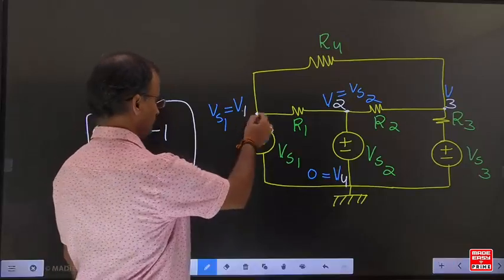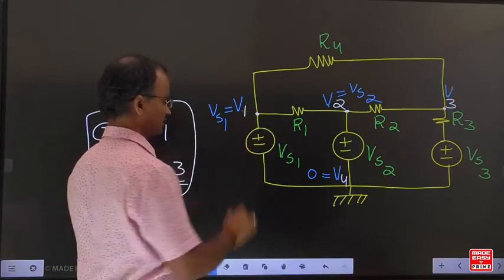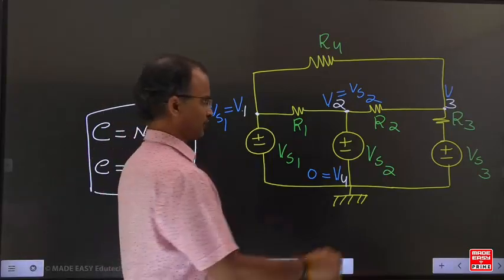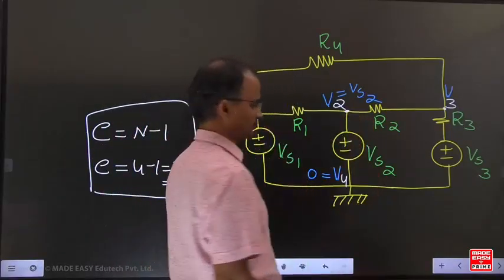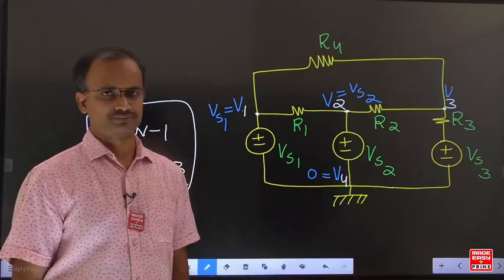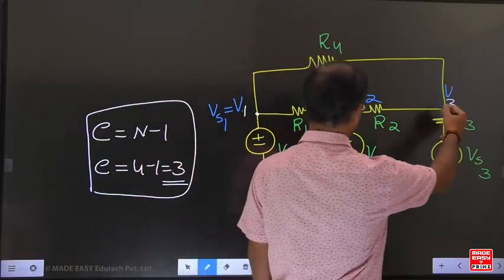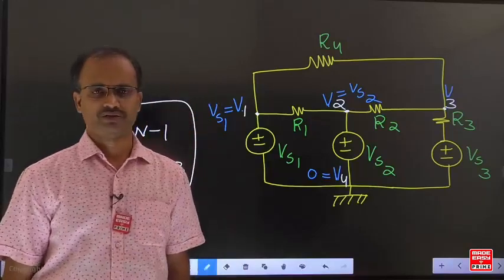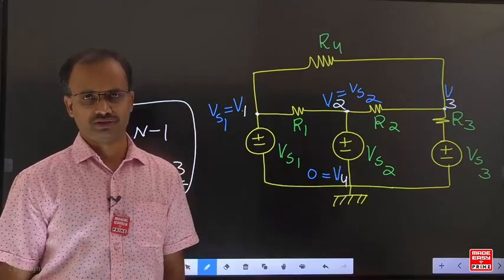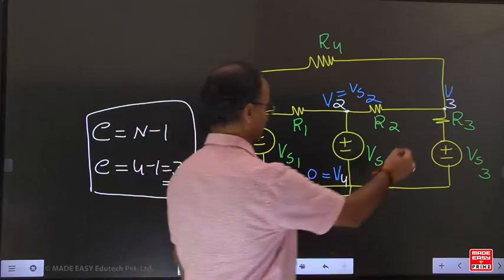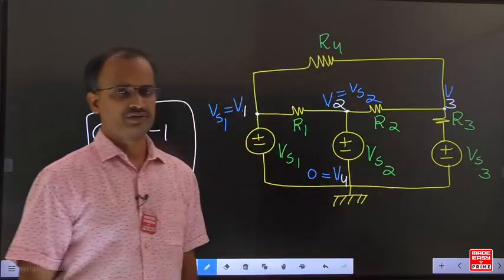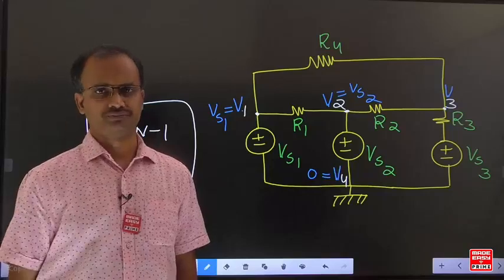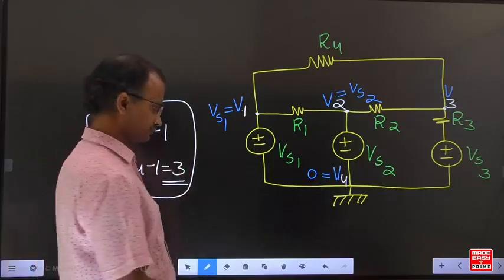To find the V1 value, have you developed any KCL equation? No, we directly got the answer. To find the V2 value also, no KCL equation, directly got the answer. But to find V3 we have to develop the KCL equation. By developing the KCL equation only can we find the node voltage V3. That means in this example, minimum only one equation is required.